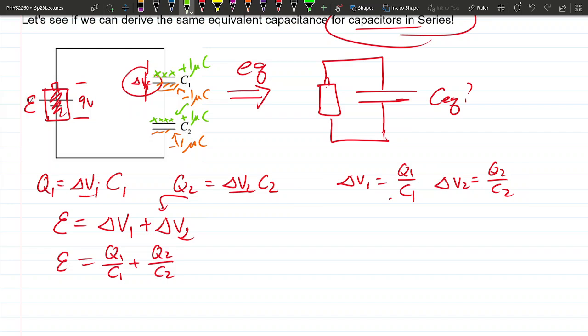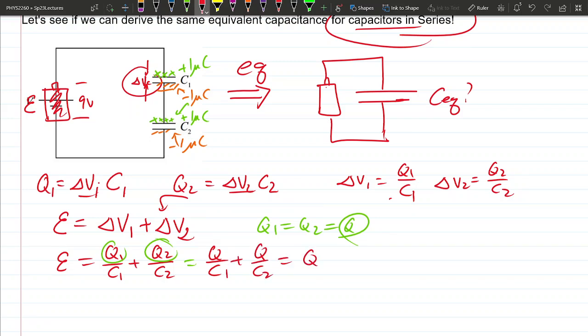So I can use that, because over here I have 2 different charges. Q1 has to be equal to Q2, has to be equal to, I'm just going to call it Q. So therefore, I can actually factor out these Q's. Therefore, 1 equals 1 over C1 plus 1 over C2, okay?